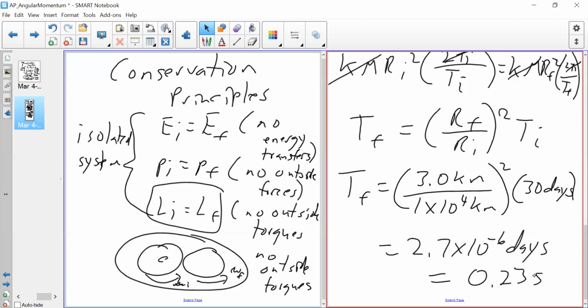Pretty tremendous. So it makes some physical sense. The radius is very small, like a ballerina, it's going to spin faster. But in this case, given all the initial parameters, this is a pretty fast rotation period. Any questions on that example?